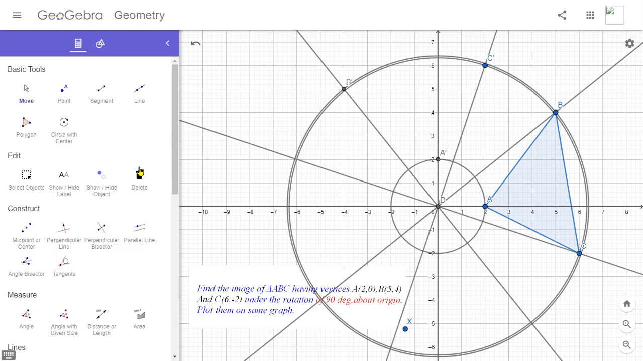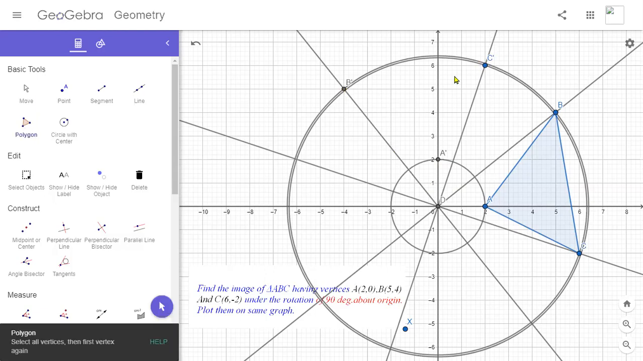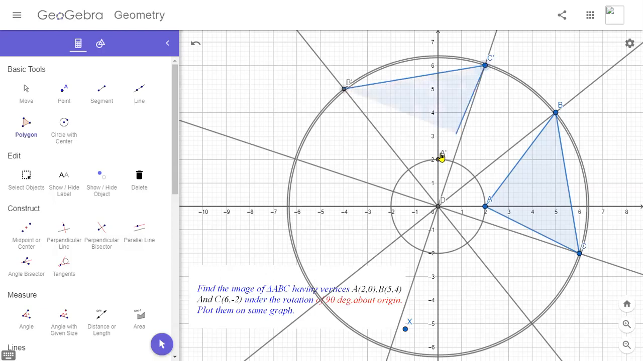Okay, and the final step is just connecting these points. Let me make the triangle here, just connecting these points. Here we have finally obtained the rotated image. This is triangle A prime B prime C prime, the required image of this pre-image triangle ABC, which is formed by rotating this object in counterclockwise direction by 90 degree by taking the origin as the center.